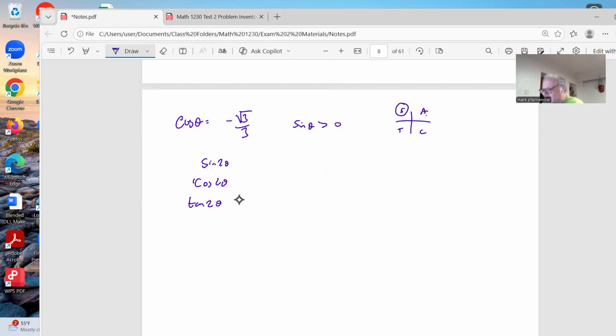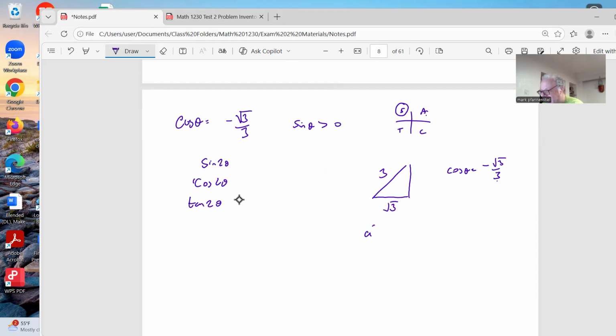So the first thing we're going to do is go ahead and draw a triangle. We know that the cosine of theta is equal to the negative square root of 3 over 3. Don't argue with it. It's just going to be square root of 3 is our adjacent, 3 is going to be our hypotenuse. We have to figure out this extra side.